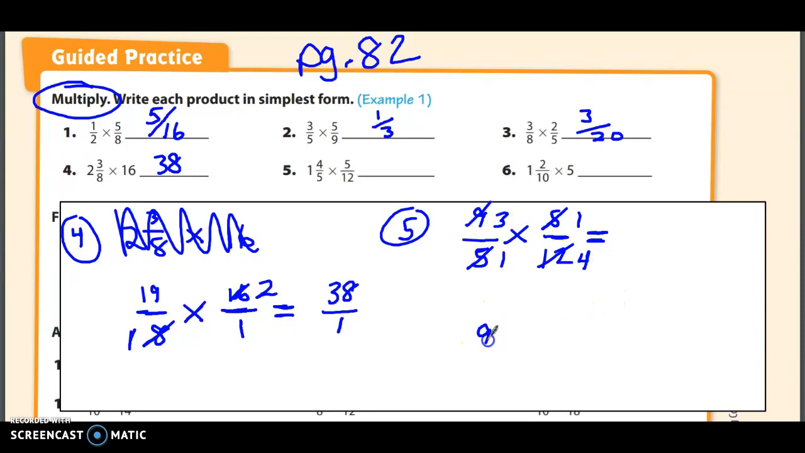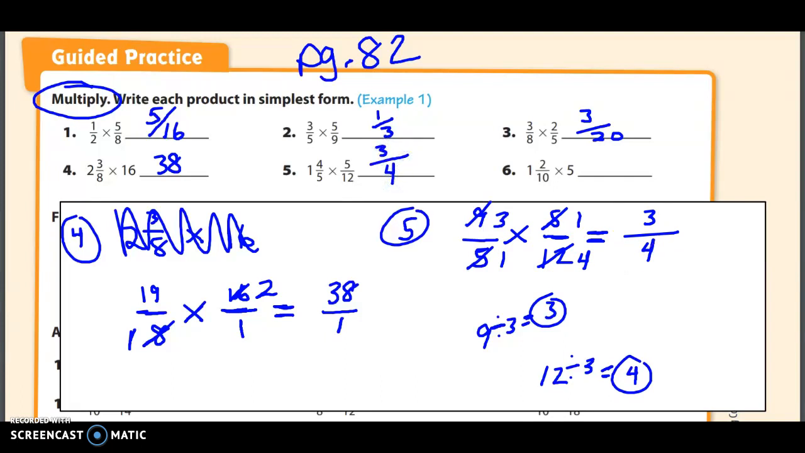Really, when I'm doing this 9 and this 12 right here, I'm dividing this one by 3 because it's divisible by 3, and I'm dividing this one by 3. And I get 3, and I get 4. That's how it simplifies to 3 and 4. And the reason why that's so easy is now all I have to do is 3 times 1 is 3, and 1 times 4 is 4. The answer is 3/4.